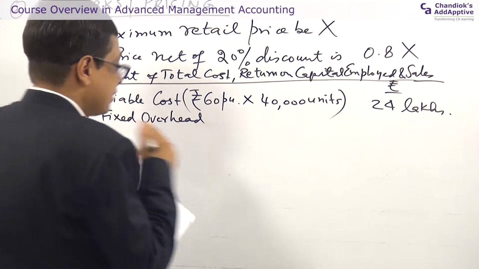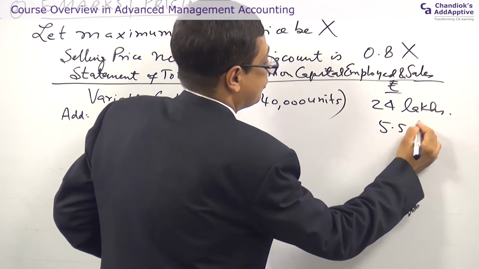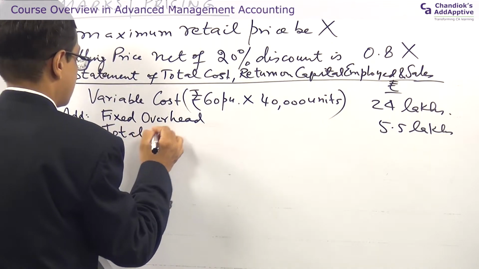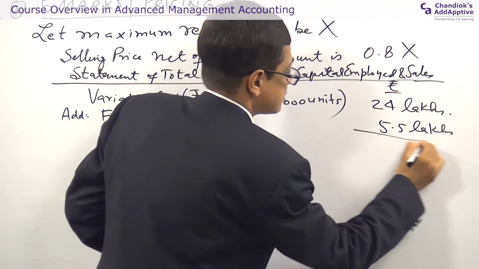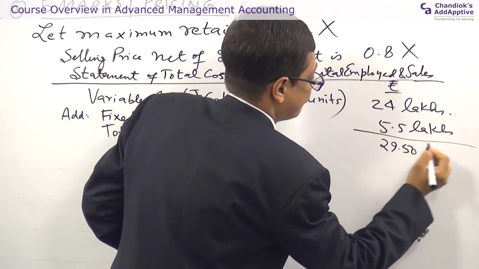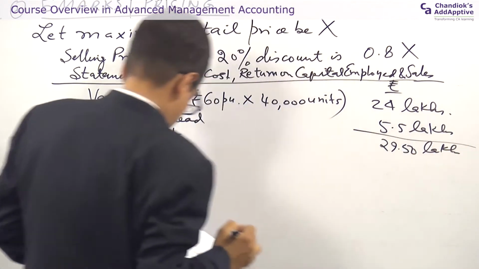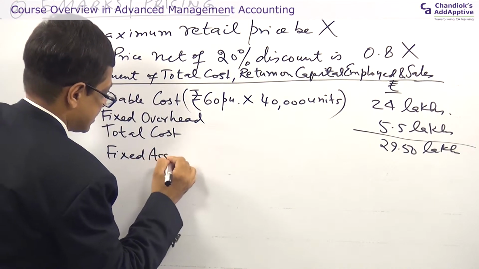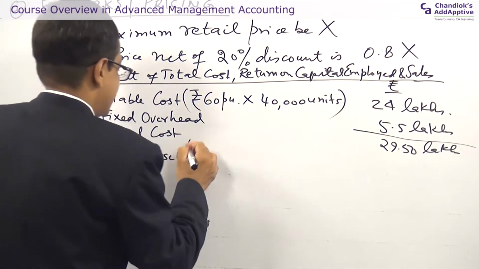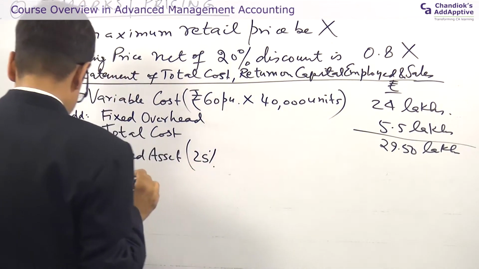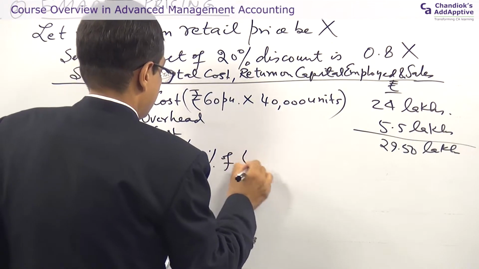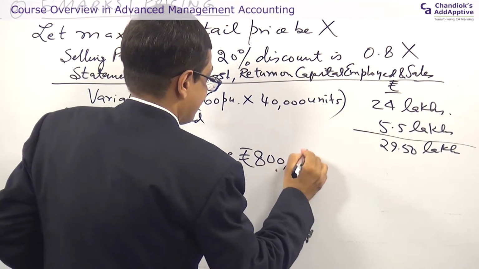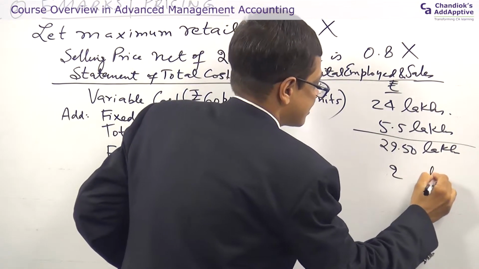Then to this cost you add the fixed overhead, which is 5,50,000. So the total cost is 29,50,000. Now you have to get the fixed asset. The fixed asset, it says, is 25% of rupees 8 lakh. So this is 2 lakhs.